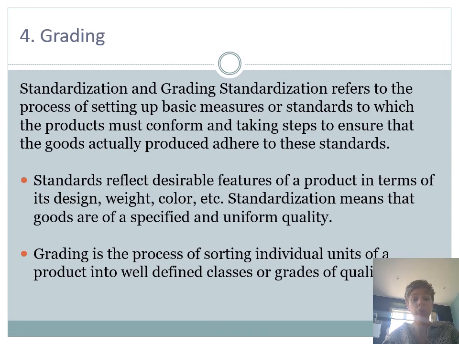The next question is, what is grading? Grading is a process of sorting individual units of a product into well-defined classes or grades of quality. And then finally, the last question is, list three food products that are graded. If you're not sure, if you can't think of this, go ask your mom or your dad, whoever does the groceries in the house. They should probably know the graded products because it will say so in the grocery store when you buy these products.